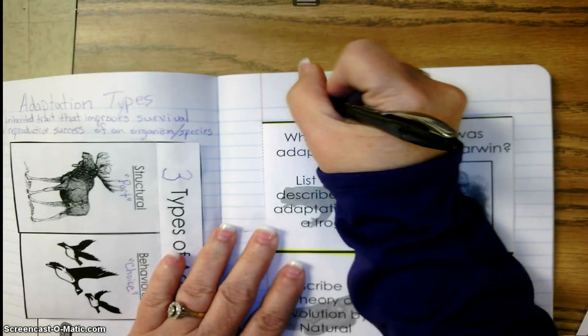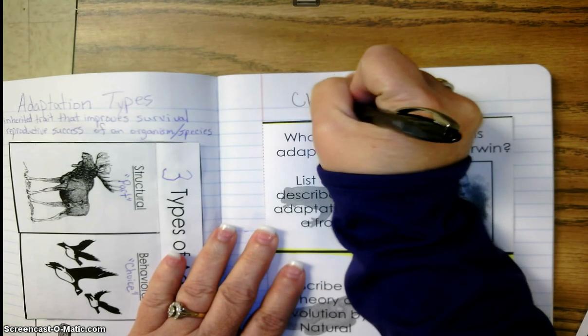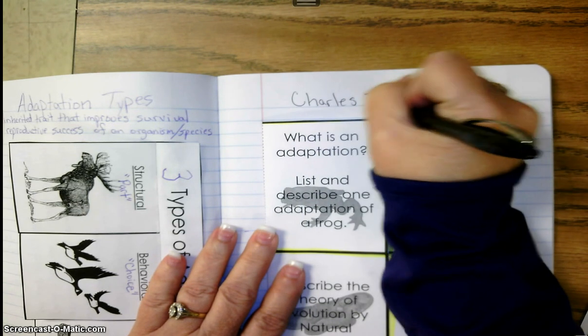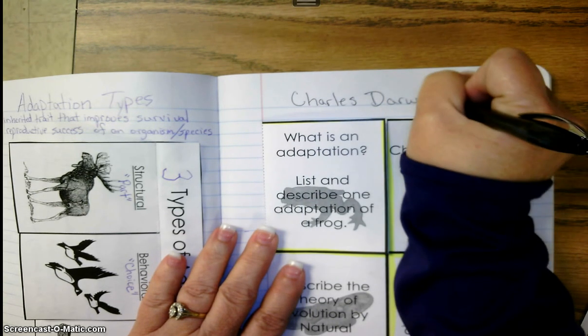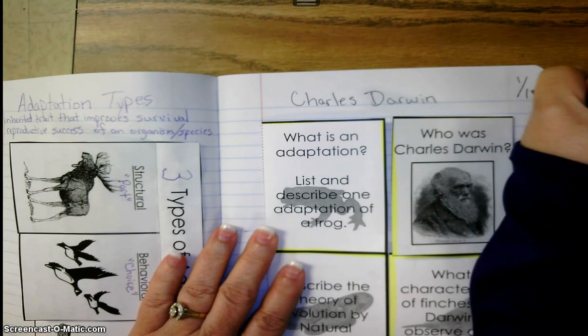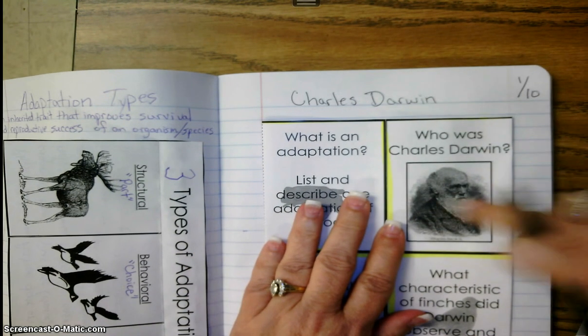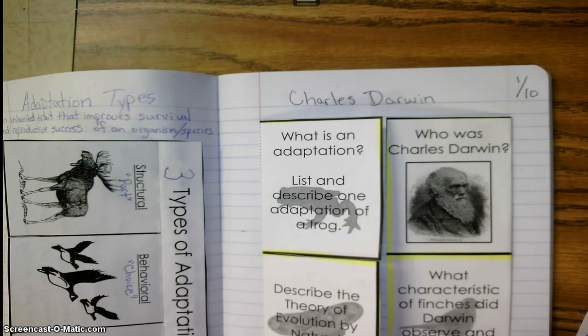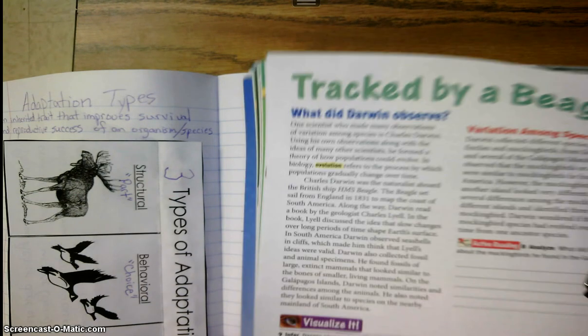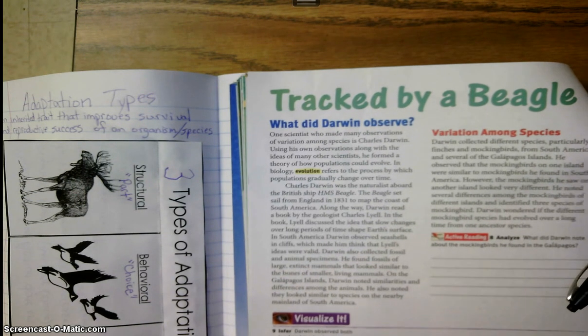And our title is going to be Charles Darwin. And today's date is the 10th. And so the first thing we're going to look at is who was Charles Darwin. And so part of that is on page 290.